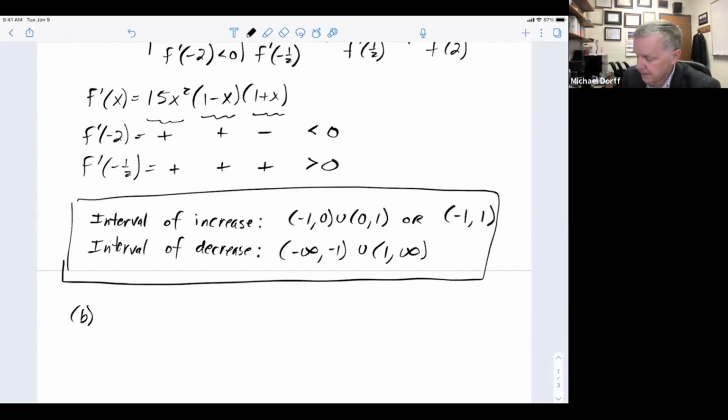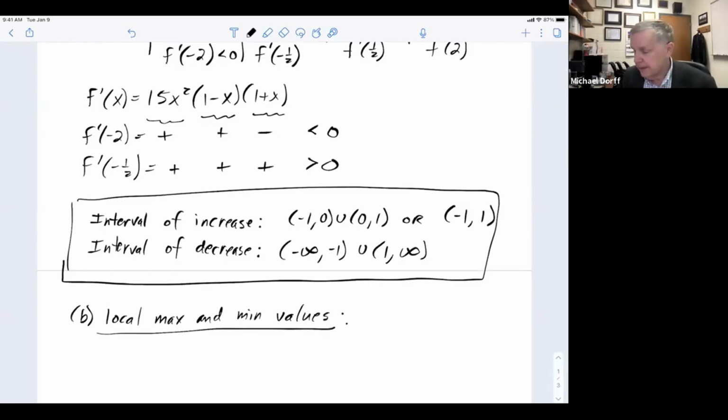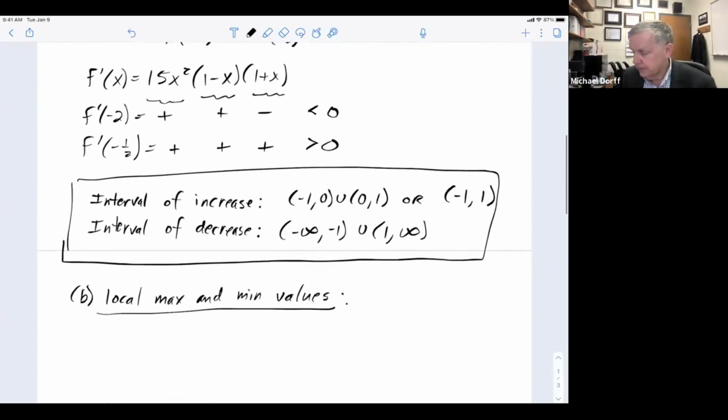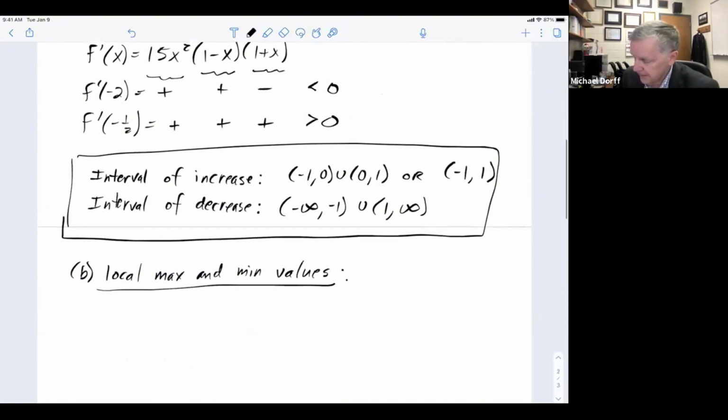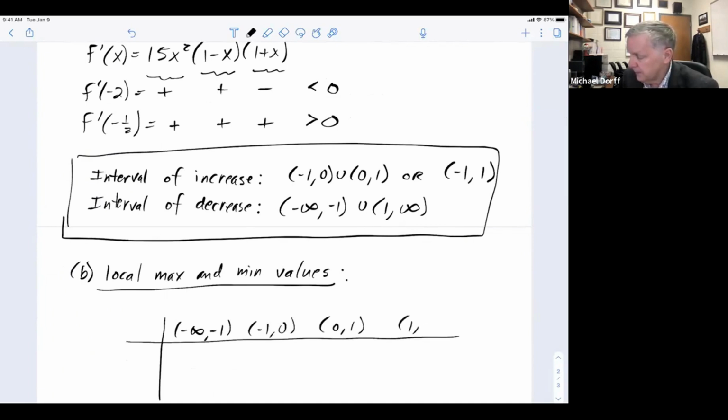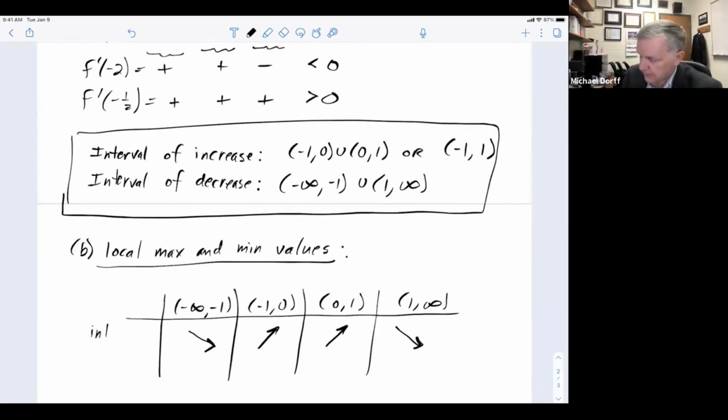Part B, we're supposed to find local max and min values. All right. What I would do for this one is I would just look at my intervals of increasing and decreasing. So I know that, again, if I were to make my table, let me make my little table here. I've got negative infinity to negative 1. I've got negative 1 to 0, 0 to 1, and 1 to infinity. And we showed earlier that here on this interval, it's decreasing, and then it's increasing, and decreasing. So this is intervals of increasing or decreasing.